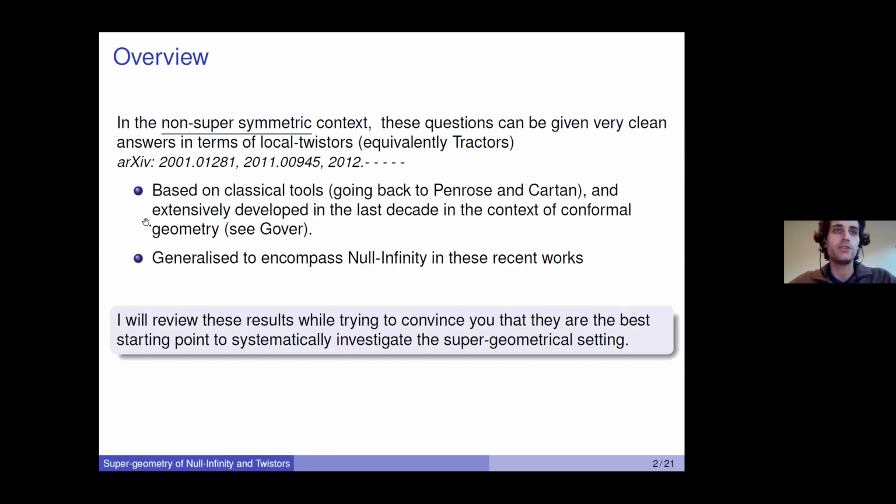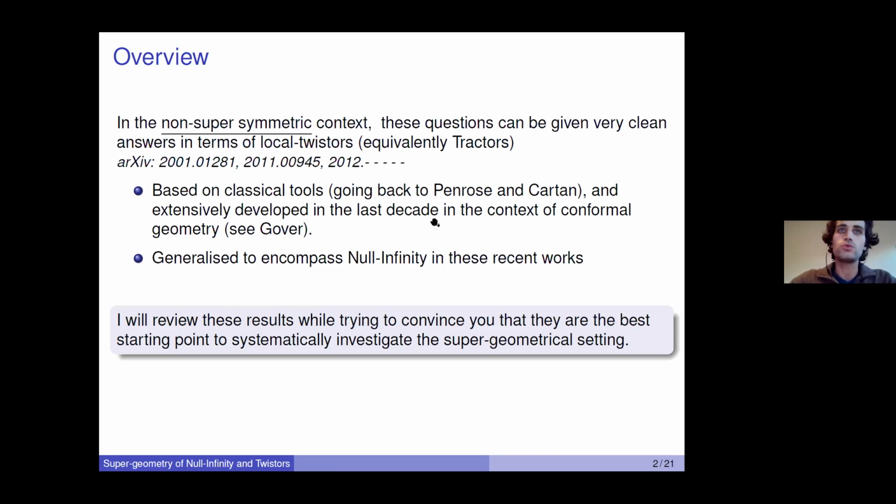But really the motivation is that I'm going to try to convince you that this result I'm going to present is perhaps the best starting point for a systematic investigation of the supergeometrical setting. The statement is that a lot can be gained. You can answer most of the questions that I asked before in the non-supersymmetric case by using so-called local twistors, or perhaps tractors, depending on what you like. And this is what I've been working on in these papers.